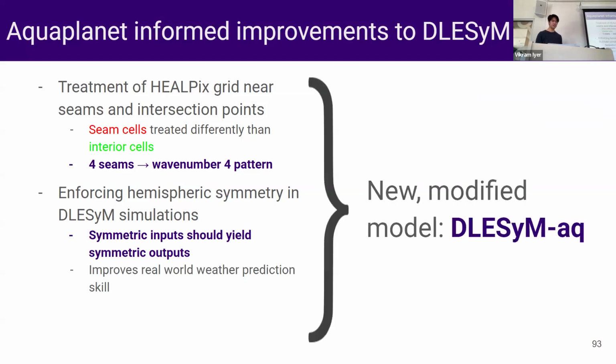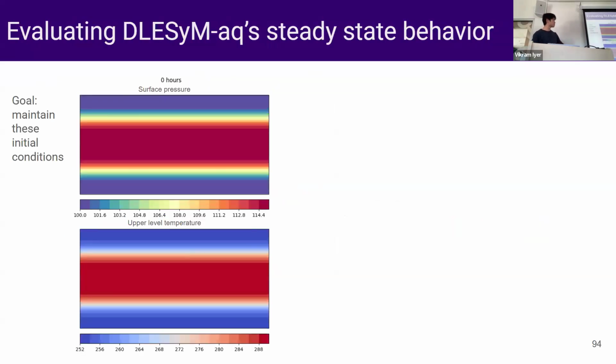So I'm wrapping these changes into a new model, which I call DeLeSim AQ. AQ is for the aquaplanet. And we can look at how this model does on our test now. So back to our initial conditions, we have surface pressure and upper level temperature, and the goal is to maintain these. So with our improved model, how do we do?